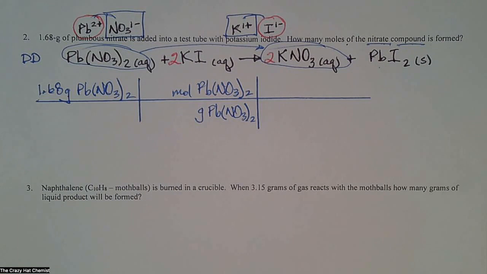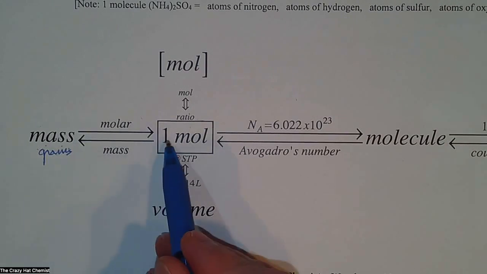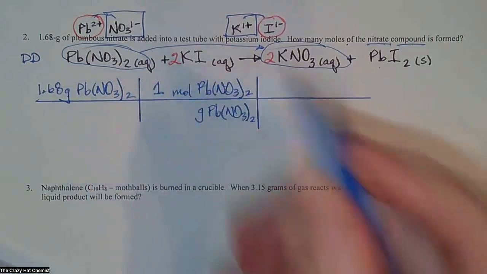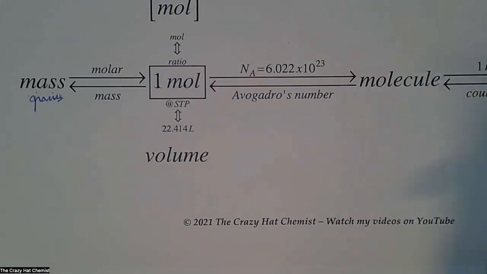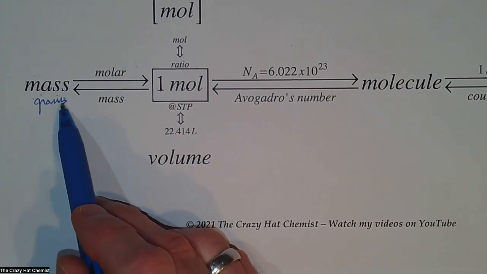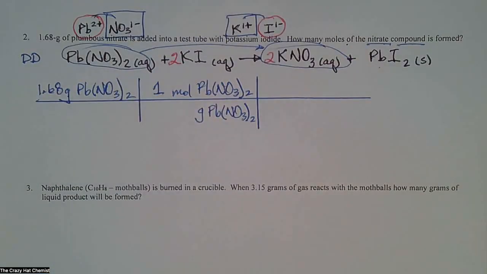And now we need to figure out the numbers that are associated with these units. So the numbers go hand in hand with the units. So the number in front of the mole is a 1. So we're going to place that right there like that. The number in front of the mole is a 1. And then the molar mass, that is actually a gram value. And we're going to get the molar mass for plumbous nitrate.